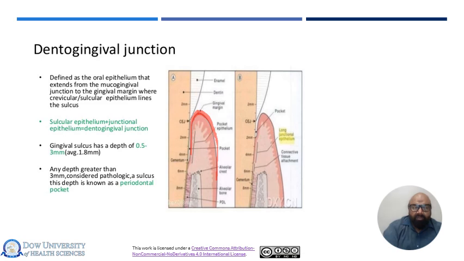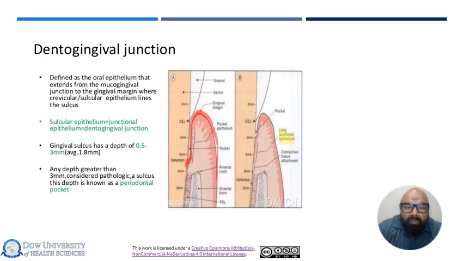So this is the sulcular epithelium that I'm encircling, and at last, where the epithelium actually meets the tooth is known as the junctional epithelium. And a part of the junctional epithelium is the epithelial attachment, through which the epithelium actually attaches to the tooth.